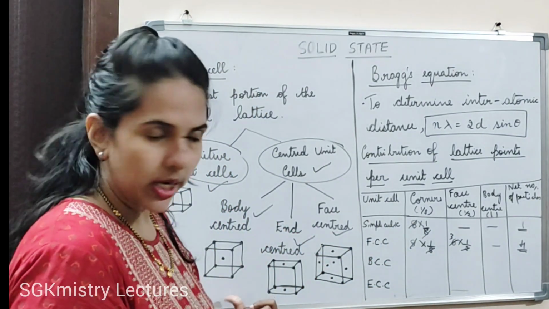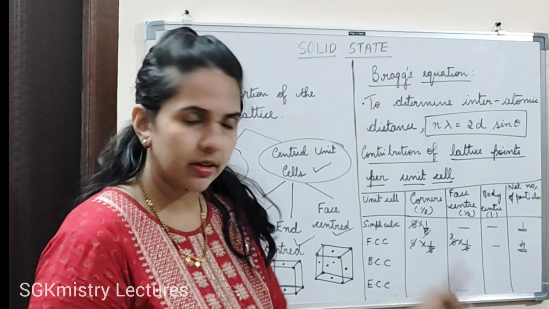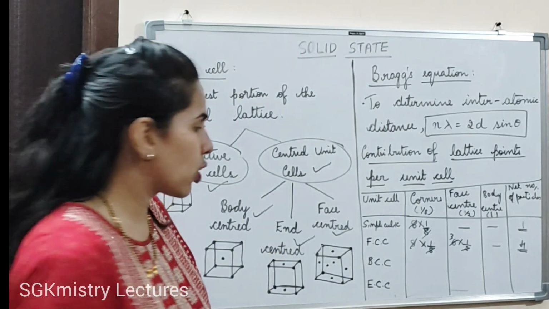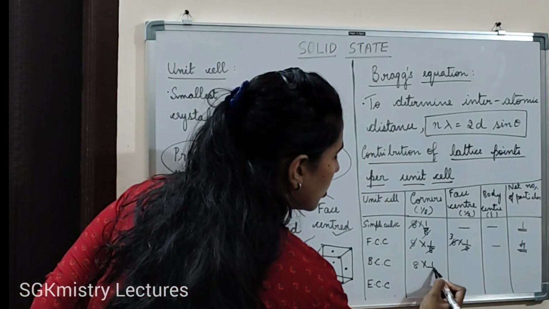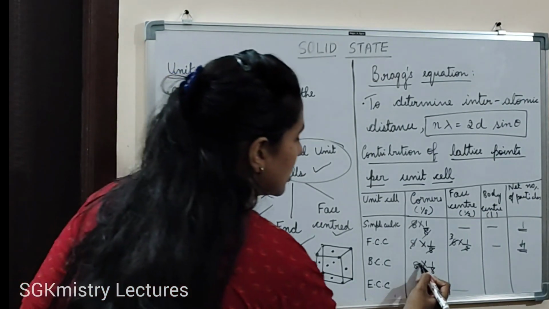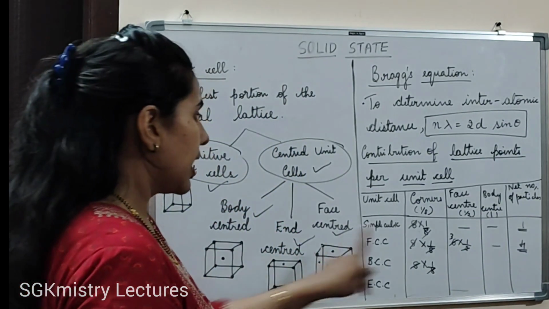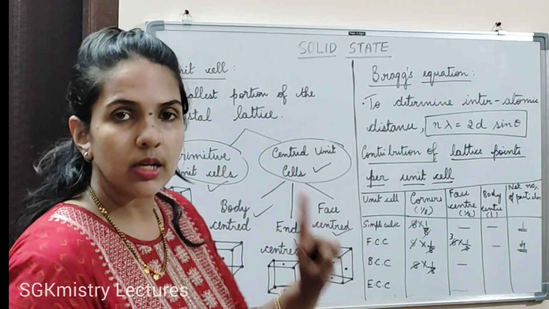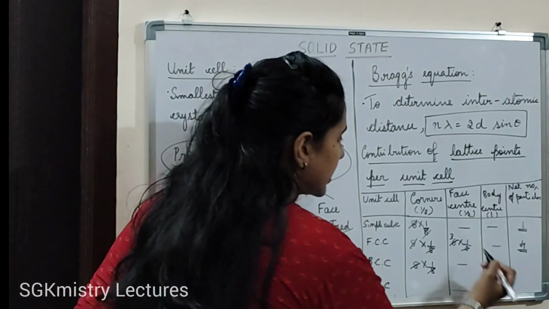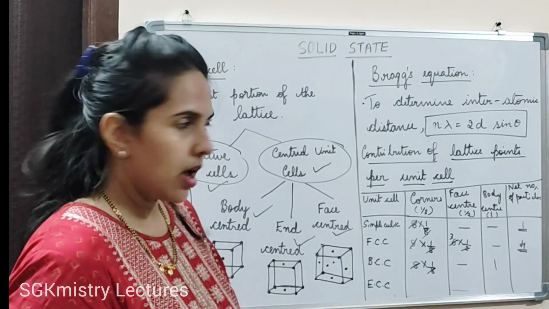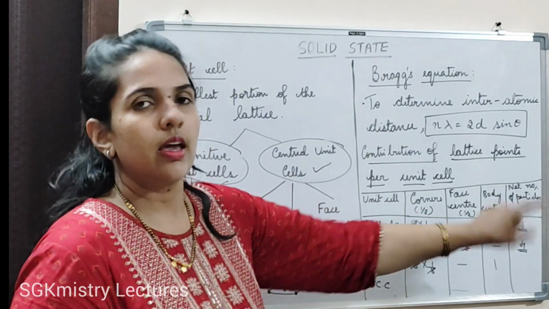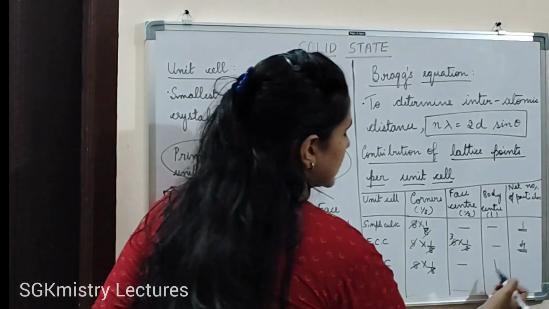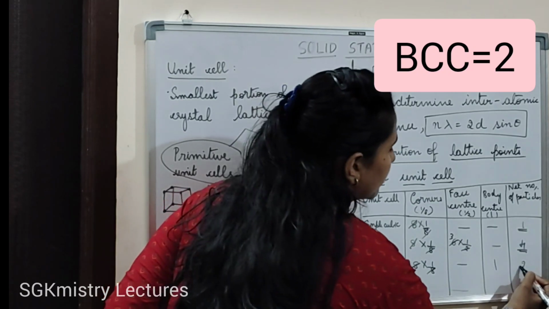Next, coming on to body centered. BCC is nothing but the body centered cubic unit cell. Here we have 8 atoms in the 8 corners, and the contribution is 1 by 8, so 8 and 8 cancel with each other. There is no atom in the face center, and there is one atom in the center of the body of the unit cell. The contribution of the atom present in the center of the body is 1. So 1 into 1 is 1, and 1 plus 1 gives you 2.